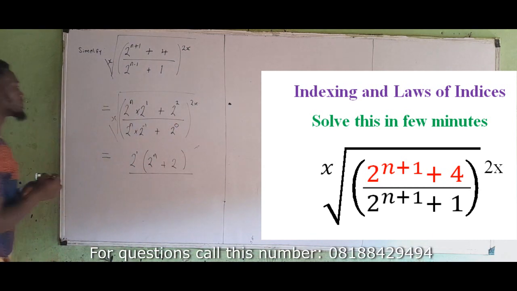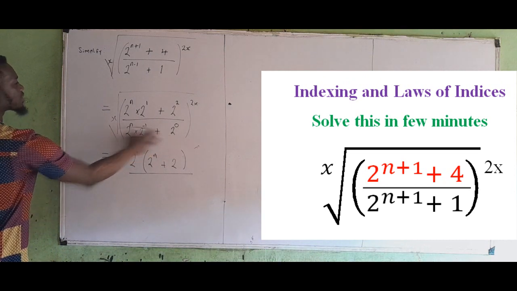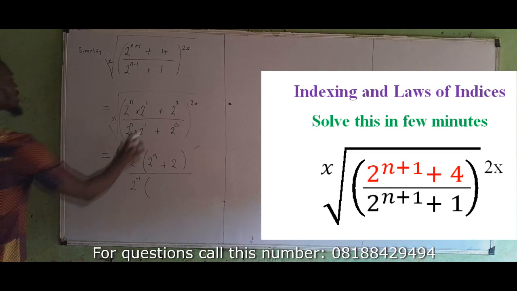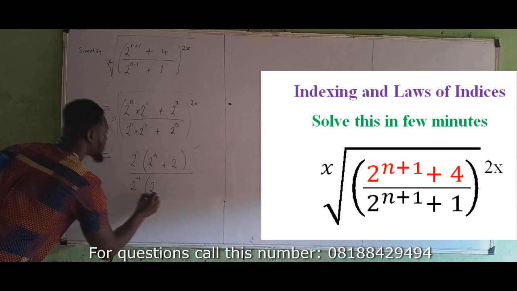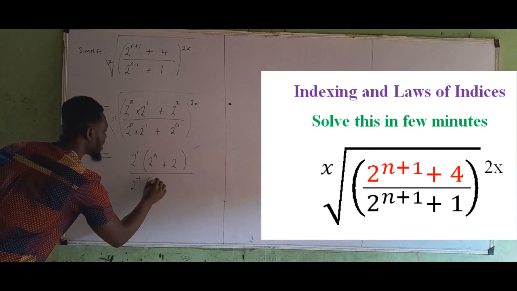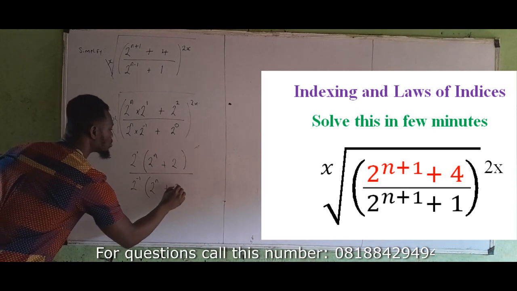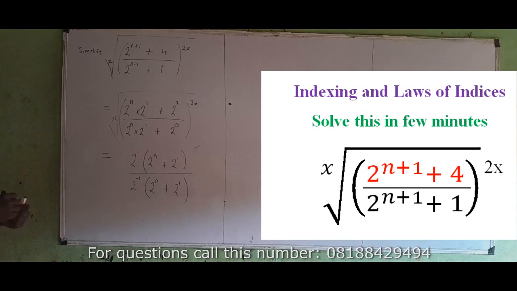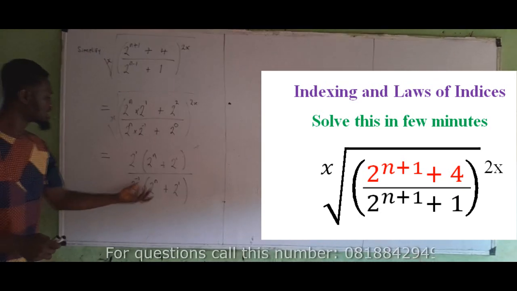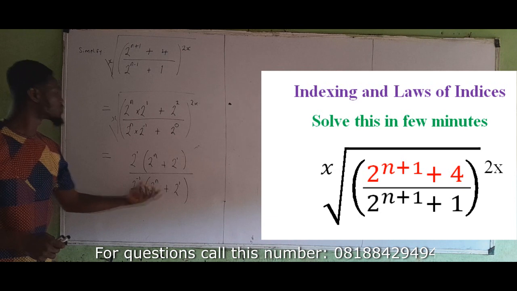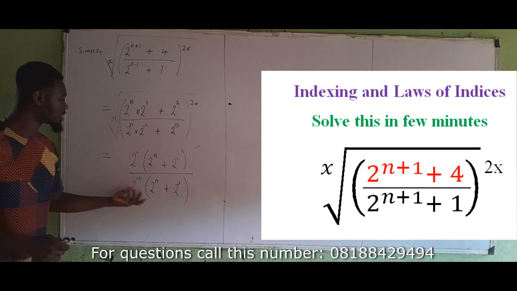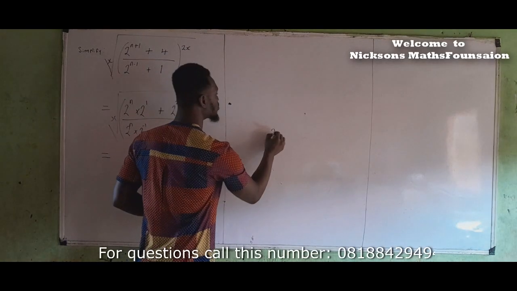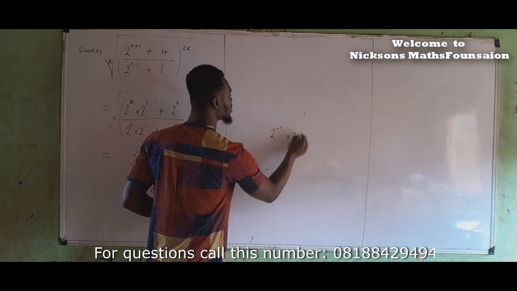So all over here too, I'm going to factor out 2 raised to power minus 1. If I factor out 2 raised to power minus 1, I'm going to have 2 raised to power n here, plus 2 raised to power 1 here. Of course, if I expand, I'm going to have 2 raised to power minus 1 times 2 raised to power n, that will give me this, and 2 raised to power minus 1 times 2 raised to power 1 will give me this.